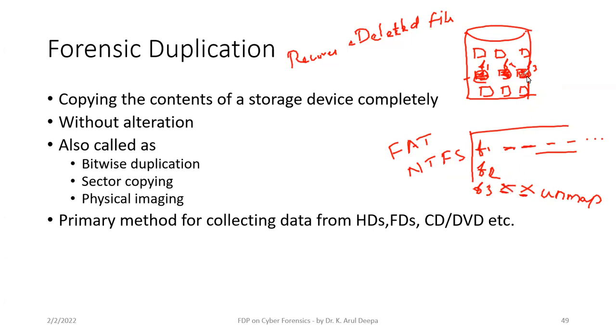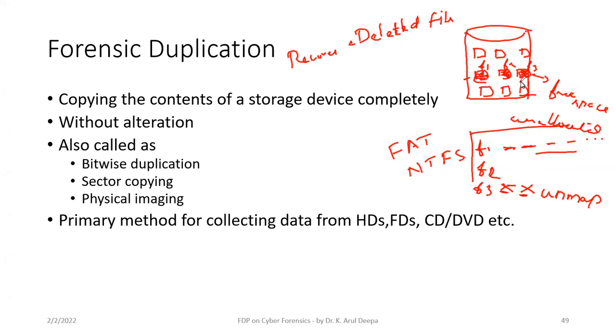But the content is not physically removed. Logically, it is removed. Physically, the content remains there. So this space will be considered as free space. Just like all the other free spaces, this is also considered as free space. That is unallocated space. Now my evidence that I am searching for could be available in this.